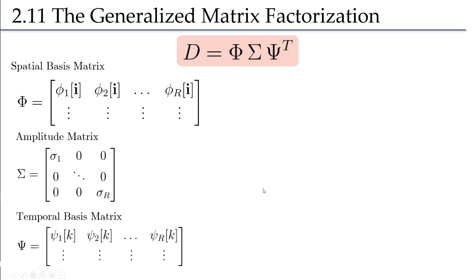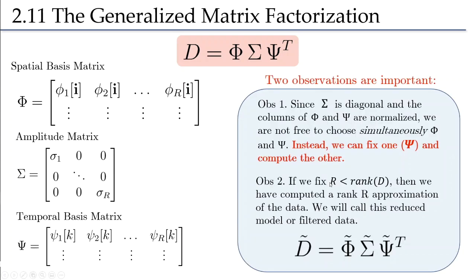In particular, there are two key observations here. First, since sigma is diagonal, you are not free to choose phi and psi independently. As we said before, you can only fix one of the two, and you can complete the factorization accordingly. In this work, we will be generally more interested in the temporal evolution, so we will fix the psi's and then compute the decomposition accordingly.